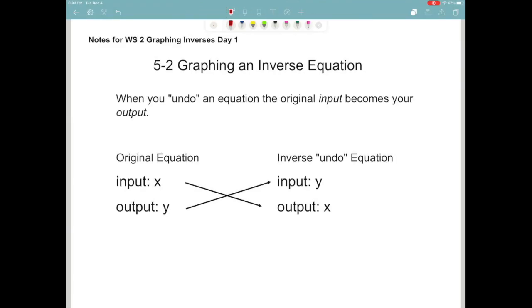Hey, welcome. This is our lesson for 5-2. Today we are graphing an inverse function.